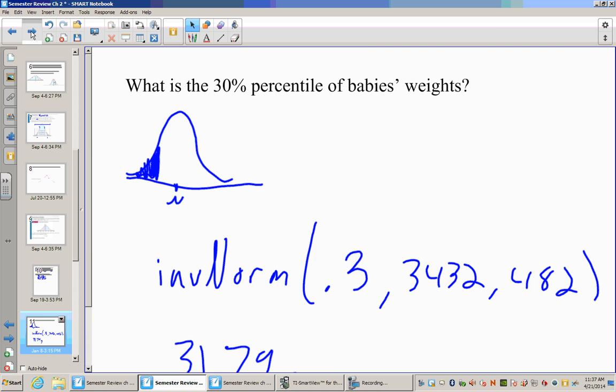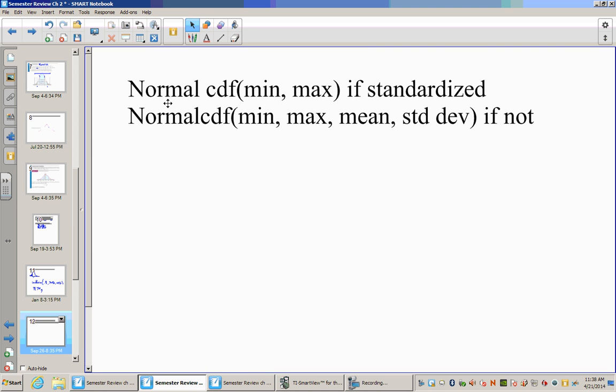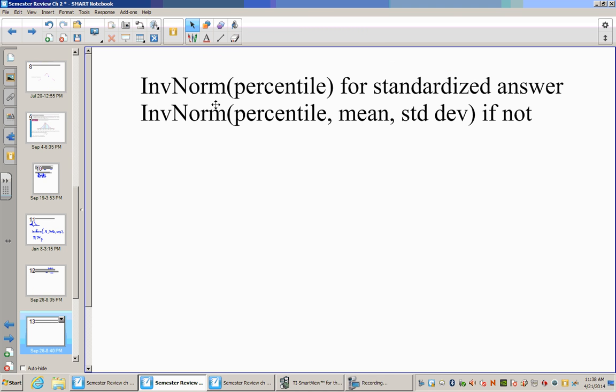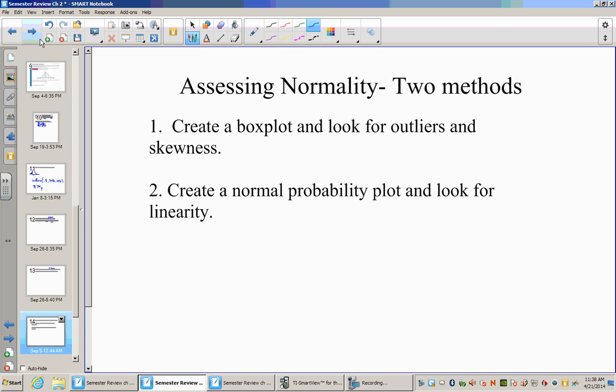All right. Now typing this into your calculator, you can do normal CDF, min and max if it's standardized. That means if you have the z-scores. If you don't have your z-scores, then you could do min, max, then you type in mean and standard deviation. For inverse norm, if you took inverse norm of a percentile, you would get the standardized answer, which is a z-score. If you took inverse norm percentile, comma mean, comma standard deviation, that will give you the actual value, like we just did on the last problem.